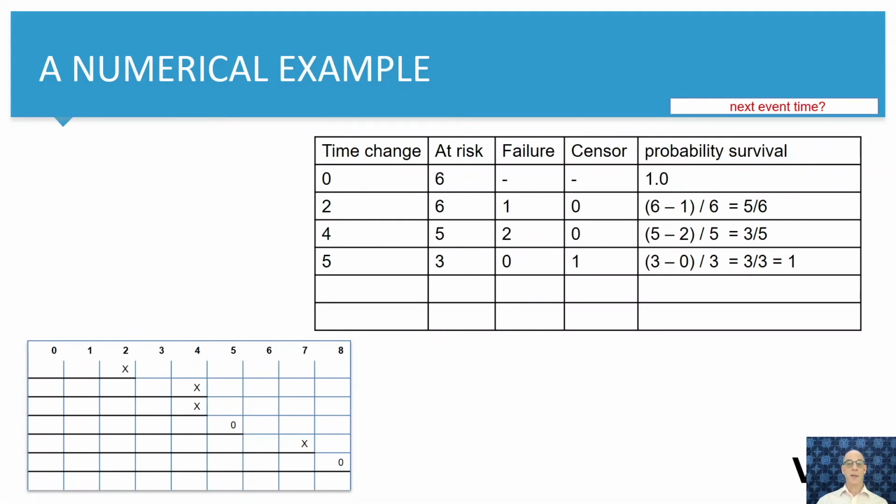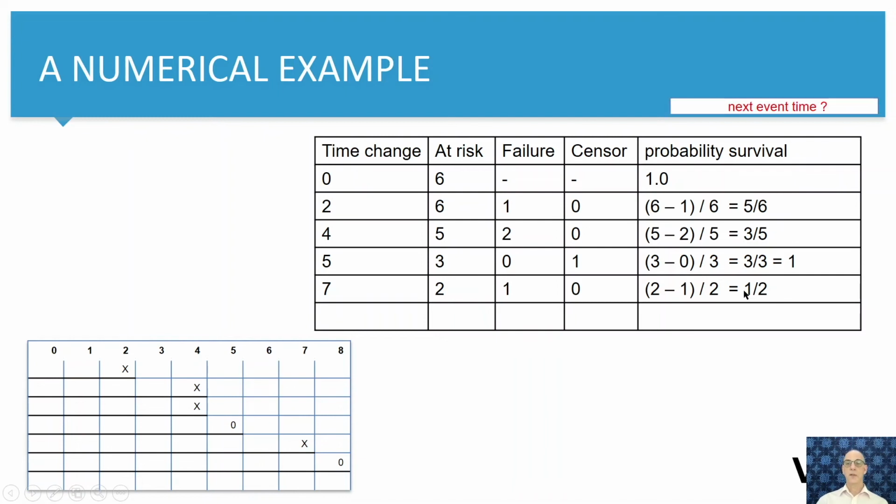The next time an event happens is at time point 7. How many people were now at risk? Well, that's actually 2, because this person left the study, is no longer there. So I only have 2 people who were at risk at period 7. What happened? There was a failure, therefore the probability of survival equals 2, the ones who started, minus the 1 failure, divided by those who started, is 1 divided by 2.